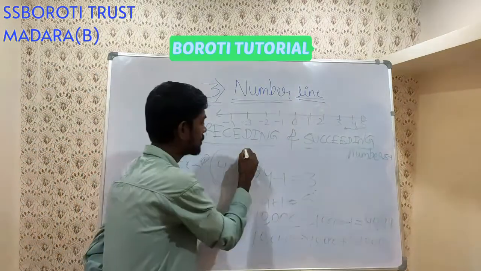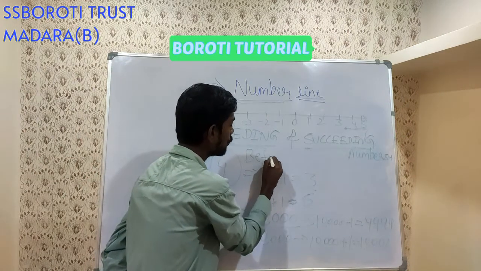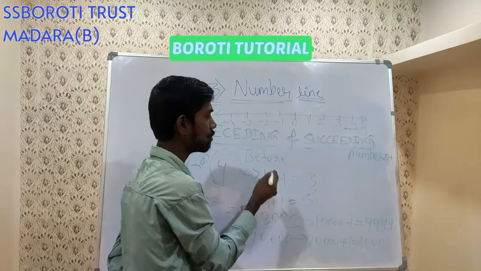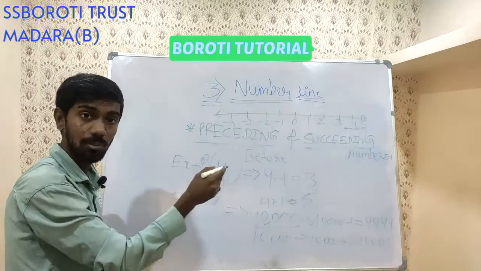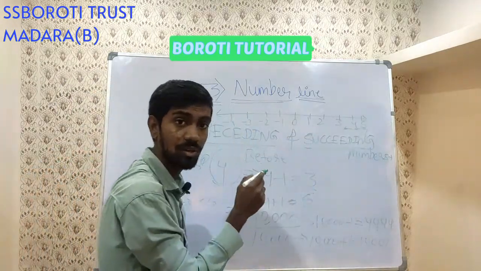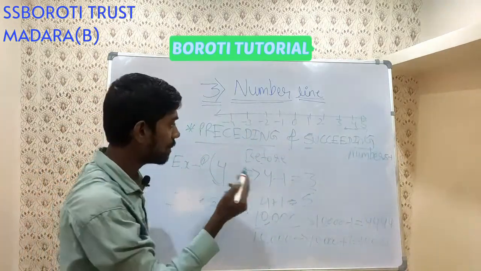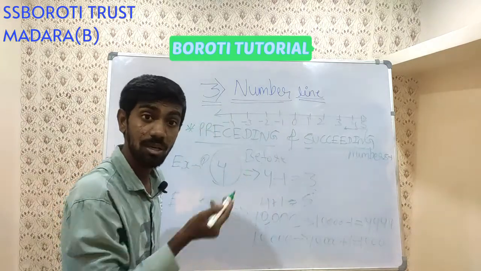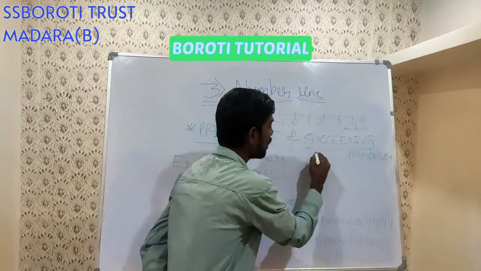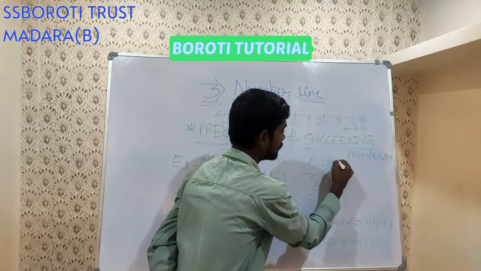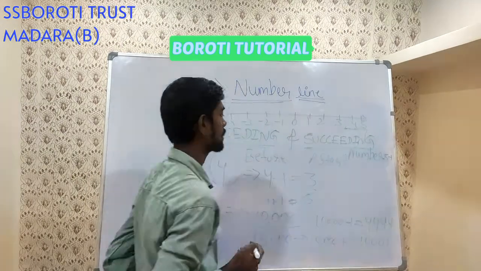We can even say the preceding number is called the before number, because it is before the given number. For example, 3 is before 4, that's why 3 becomes the preceding number of 4. But 5 becomes the succeeding number of 4, that's why we can say it is the after number. So these are the preceding and succeeding numbers.